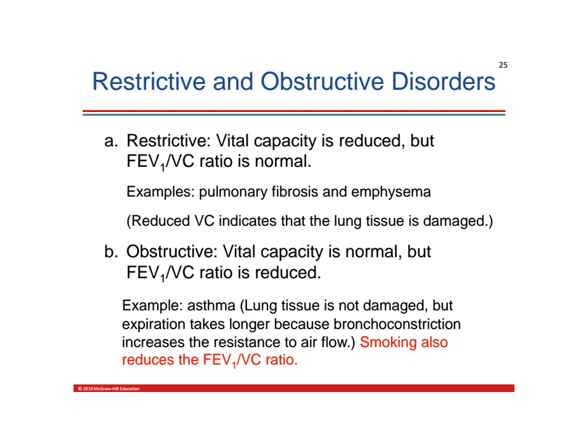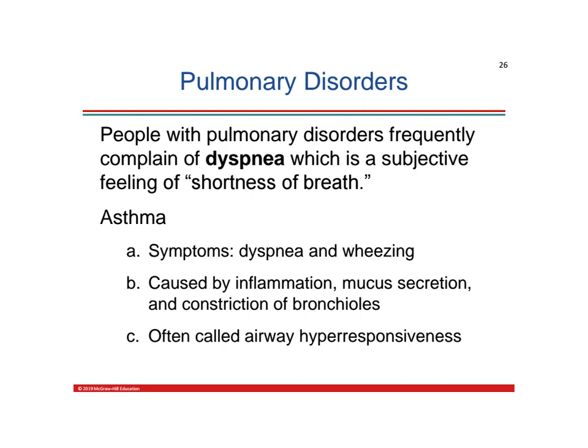Another type of disease that might be classified as obstructive is certain diseases related to smoking. Smoking will reduce the FEV1 to vital capacity ratio. People with pulmonary disorders frequently complain of dyspnea, which is a subjective feeling of shortness of breath. Dys is a negation, and pnea has to do with breathing. Asthma has certain symptoms such as dyspnea and wheezing. It's caused by inflammation, which leads to increased mucus secretion and constriction of the bronchioles, which makes breathing more difficult because there's an increase in airway resistance.